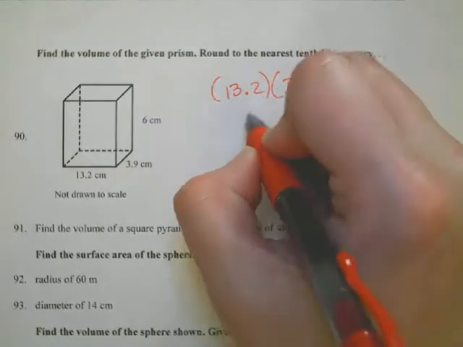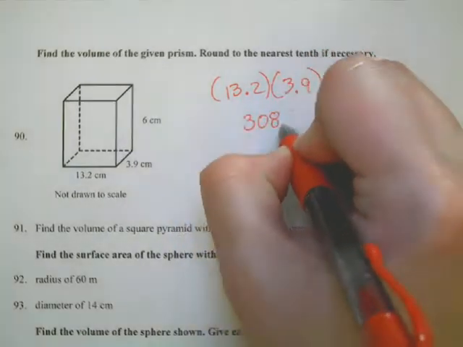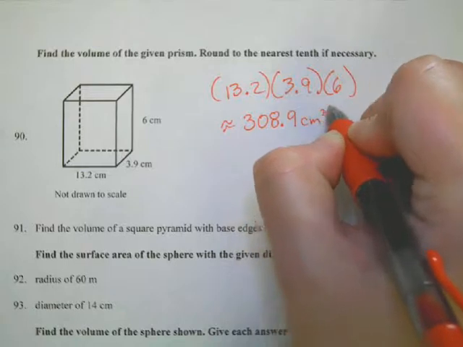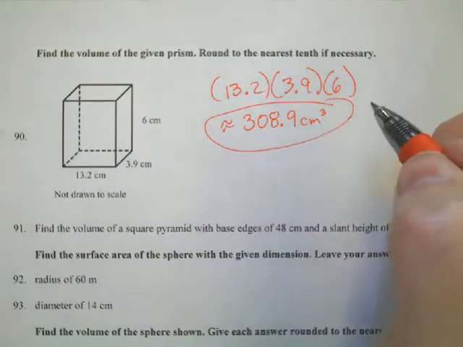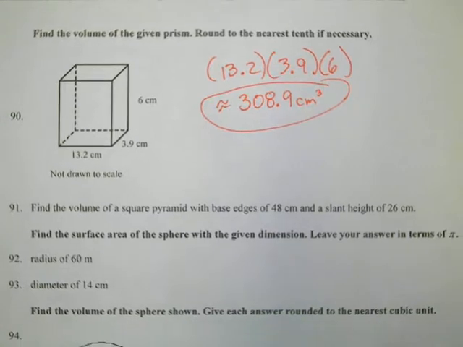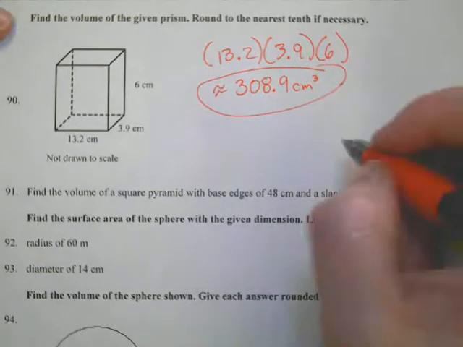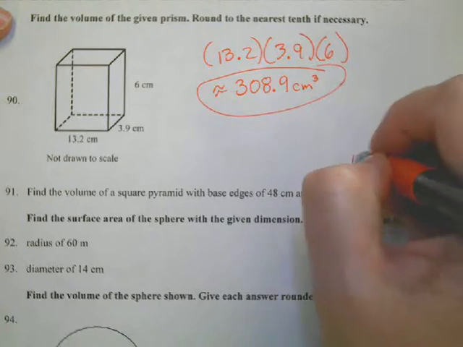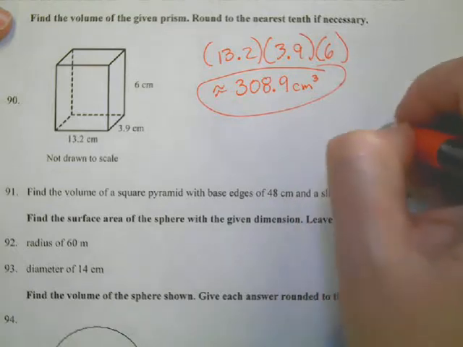91 wants the volume of a square pyramid and gives you base edges and a slant height. A pyramid is a third of the associated prism, so we are going to use the same concept of area of the base times the height, but we're going to take a third of that ultimately. So this is 1/3 times the area of the base times the height of the pyramid. Okay? So this gives us base edges of 48.